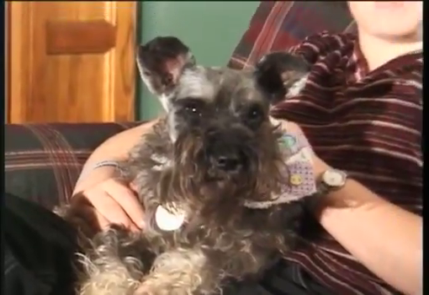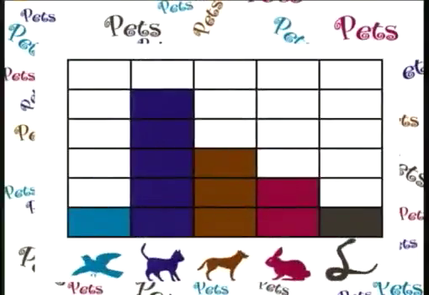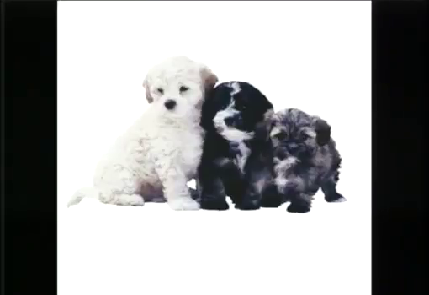This is my pet, Rags. She's a miniature schnauzer. Do you have a pet? For a school assignment, I built a bar graph, like this. It shows all the different pets my classmates and I own.